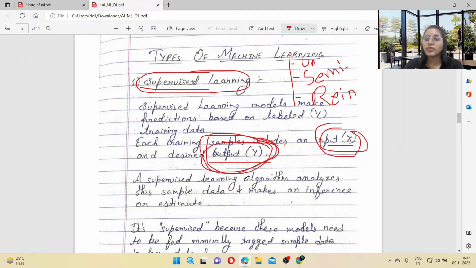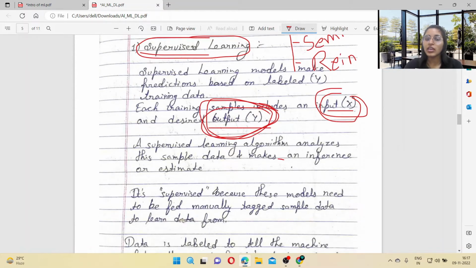So a supervised learning algorithm analyzes the sample data and makes an inference or estimate. It is supervised because these models need to be fed manually tagged sample data to learn from. In our next videos, when we build machine learning models, 80% we use supervised learning only. We train our model on some sample data, we provide input, we provide output, and then after training the model we predict the output for the new input.